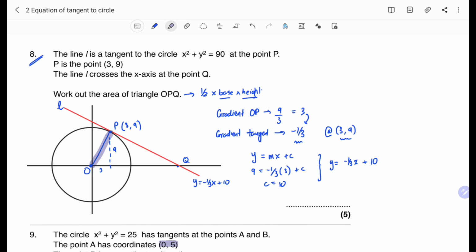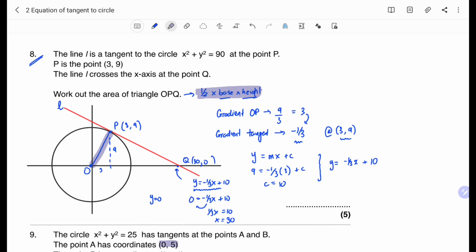Now we're looking at the area of a triangle, remember, so we have the height, we're looking for the base. So how does that equation help us to get the base of a triangle? Well, because this is the equation of the line and it crosses the x-axis, it crosses the x-axis whenever y is 0. So let the equation be equal to 0. 0 is equal to minus a third x plus 10. Rearrange, a third x equals 10. So x is 30. So the x coordinate of this point is 30 and the y coordinate is 0.